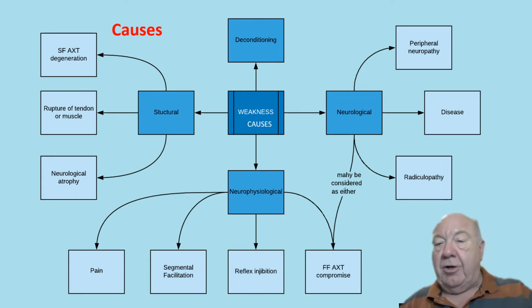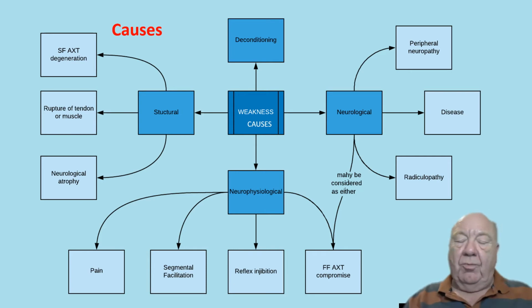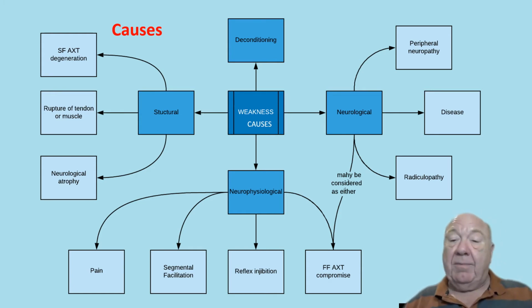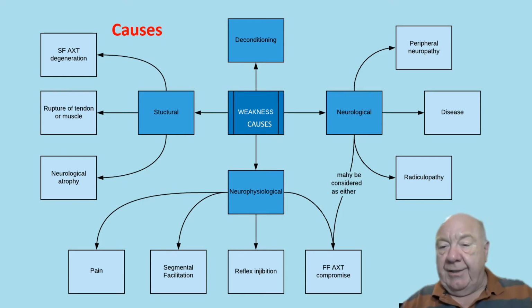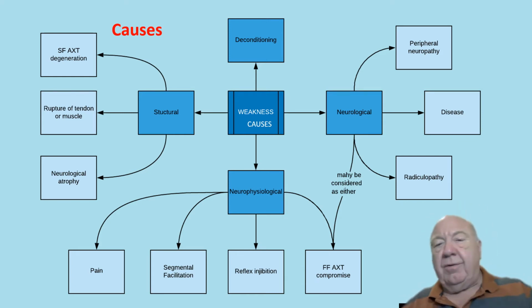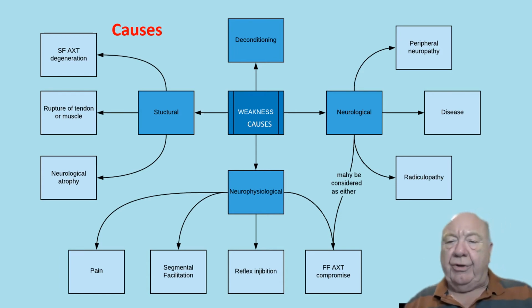With a radiculopathy, you don't see the same extent of weakness. You're almost never going to see paralysis with a radiculopathy. You're much more likely to see paresis because of the multi-segmental nature of the innervation to that muscle. Then neurological diseases are obviously going to cause either central or peripheral problems.